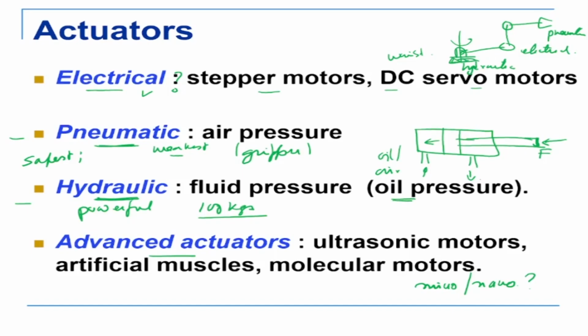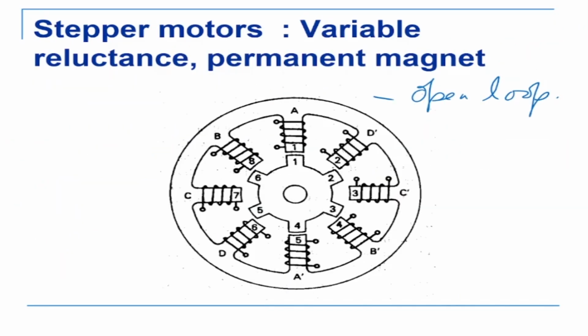Okay, so first let's look at electrical actuators, starting off with stepper motors. Now, stepper motors, as the name indicates, move in steps. Now, how do these stepper motors work? We have studied the DC motor, which I explained in the last class, where you have a rotor and you have a stator. The windings are on the rotor, and the stator is a permanent magnet.